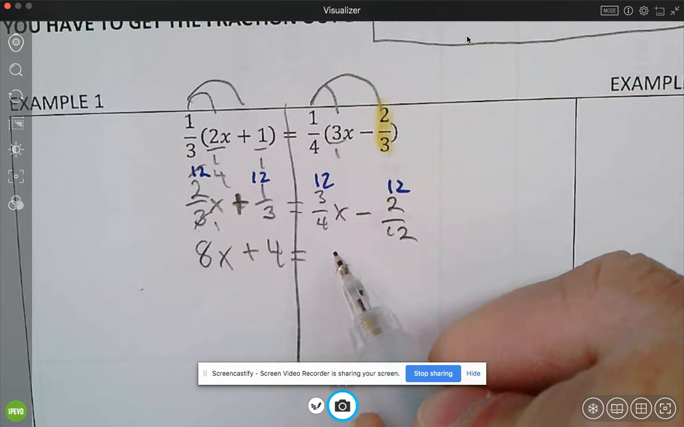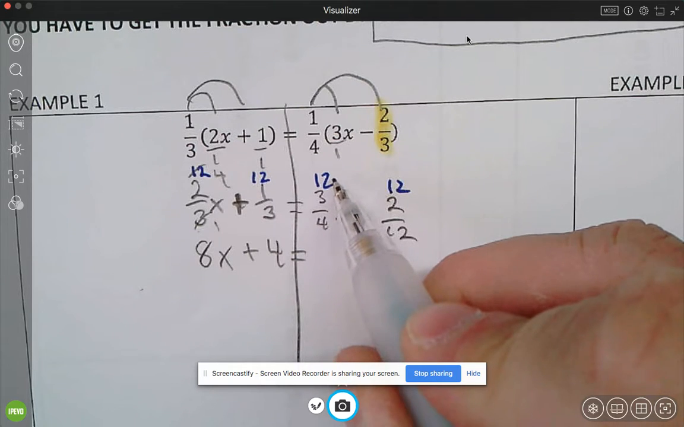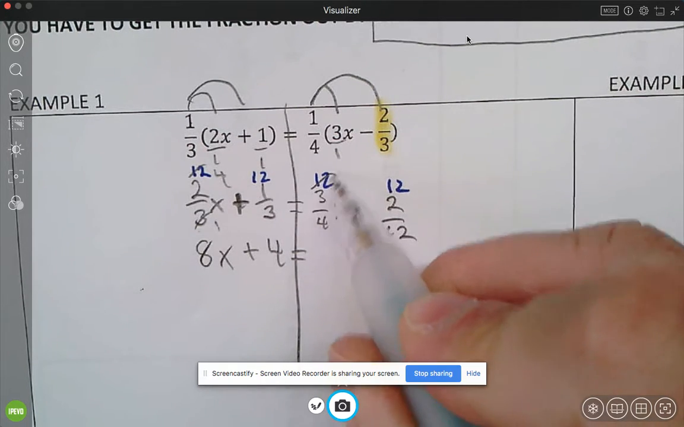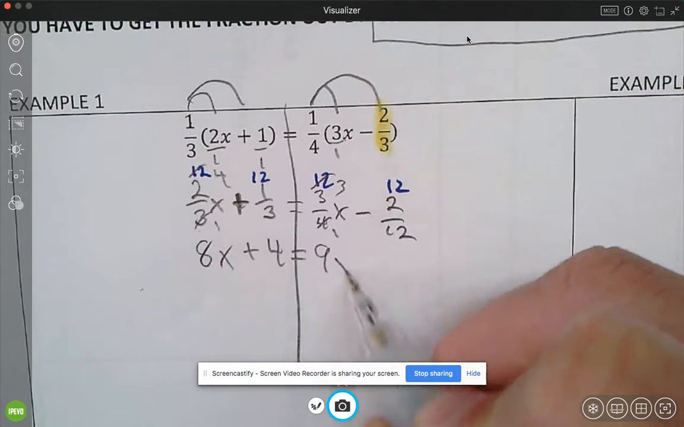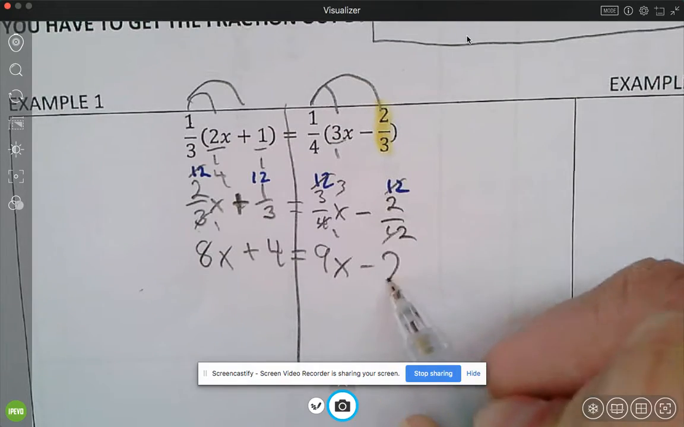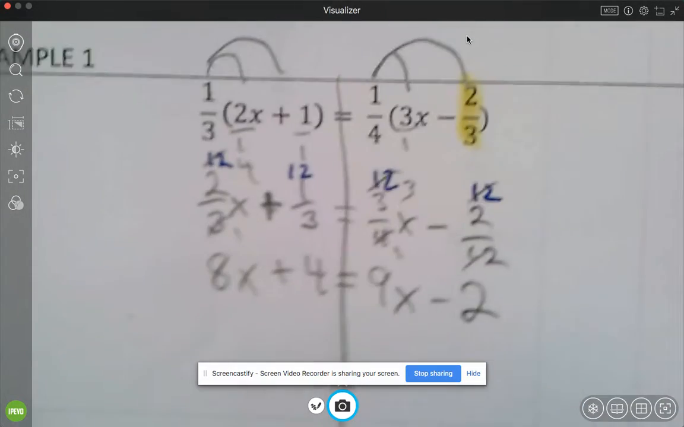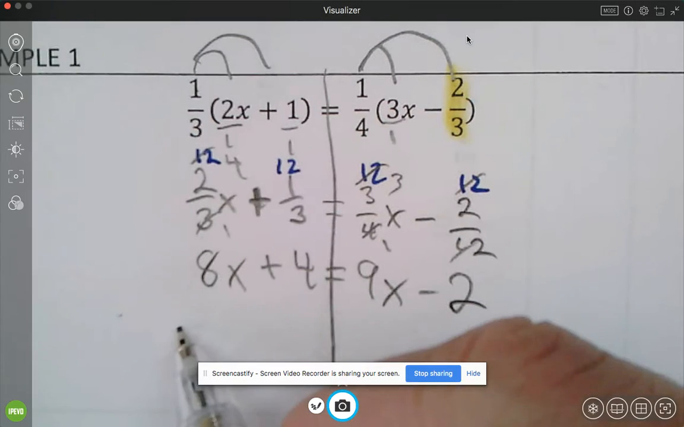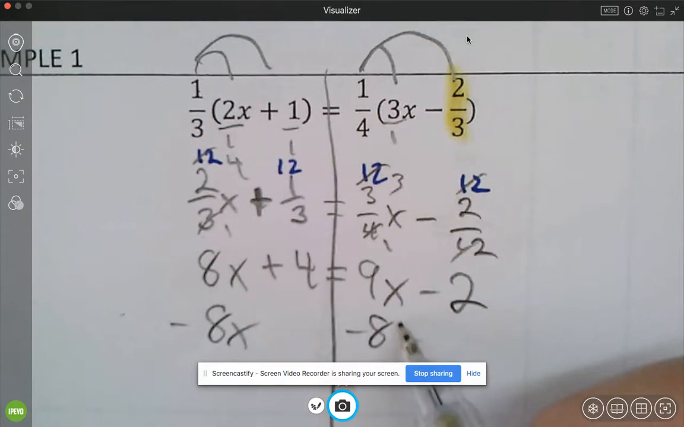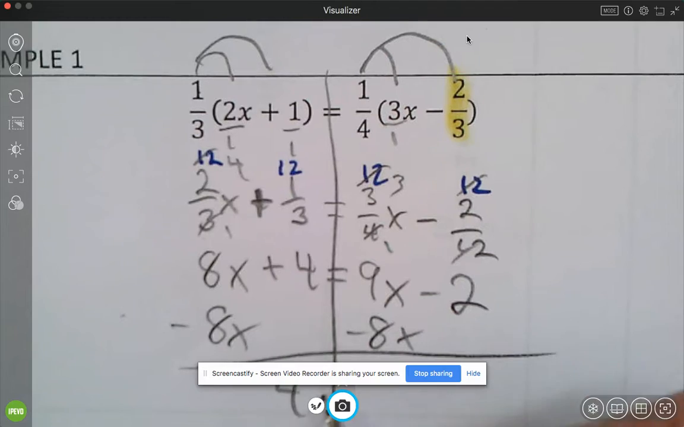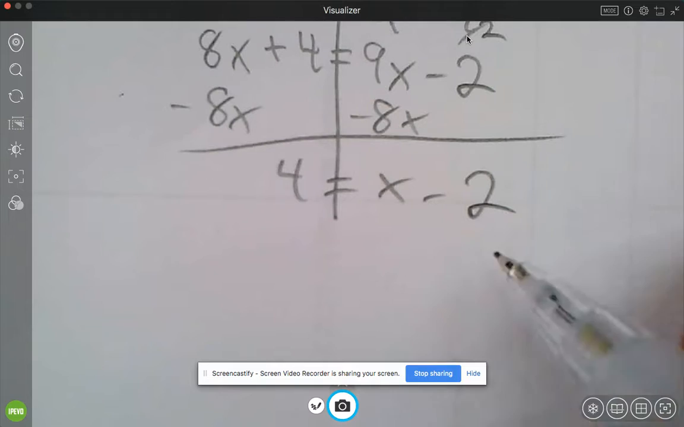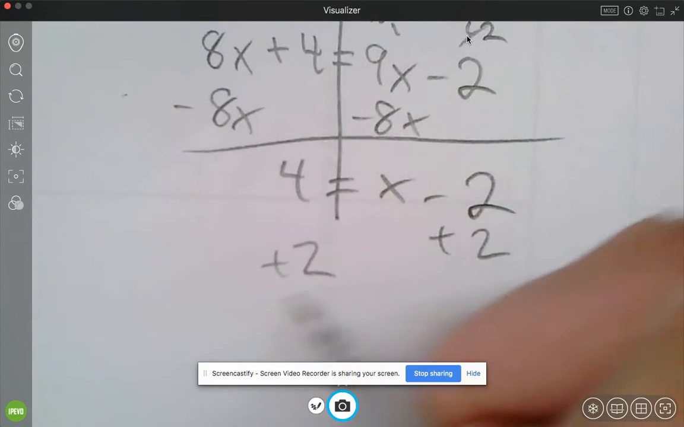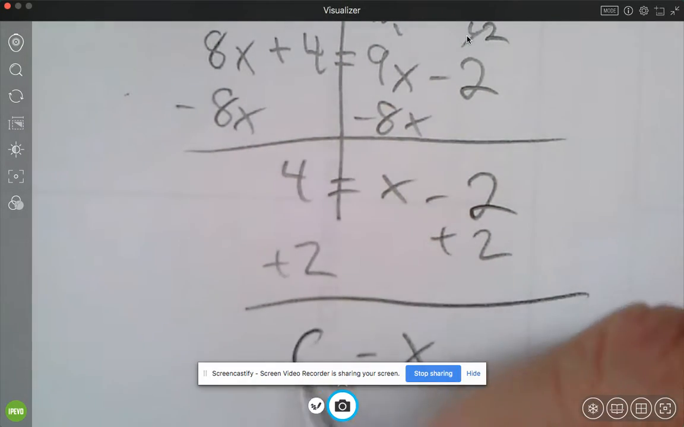So if you did it right, you would have got 9x minus 2. Right, so now we can just solve it like we normally would. The next step, minus 8x. So we're left with 4 equals x minus 2. And then what's the final answer going to be? Plus 2 to both sides, and we're left with x equals 6.